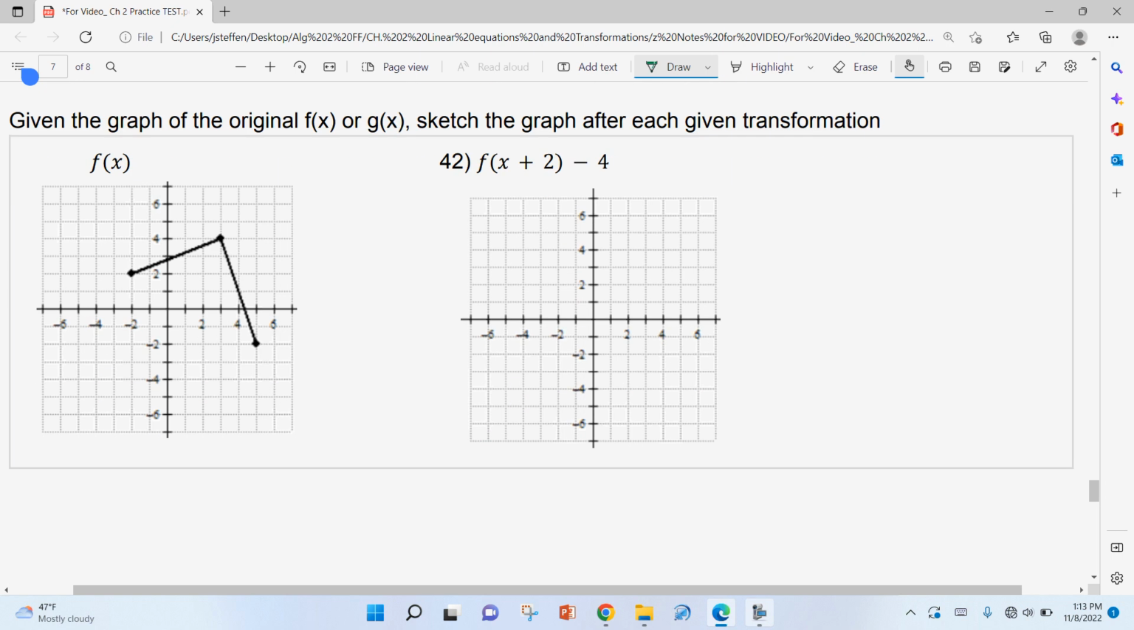Given this graph, and I put f of x or g of x, there's obviously just an f of x. Sketch the new graph. So the first thing I do is I just put my ordered pairs of my original: -2, 2, 3, 4, and then 5, -2. Then this one says, so I'm going to take that original f of x and I'm moving it to the left 2 and down 4.